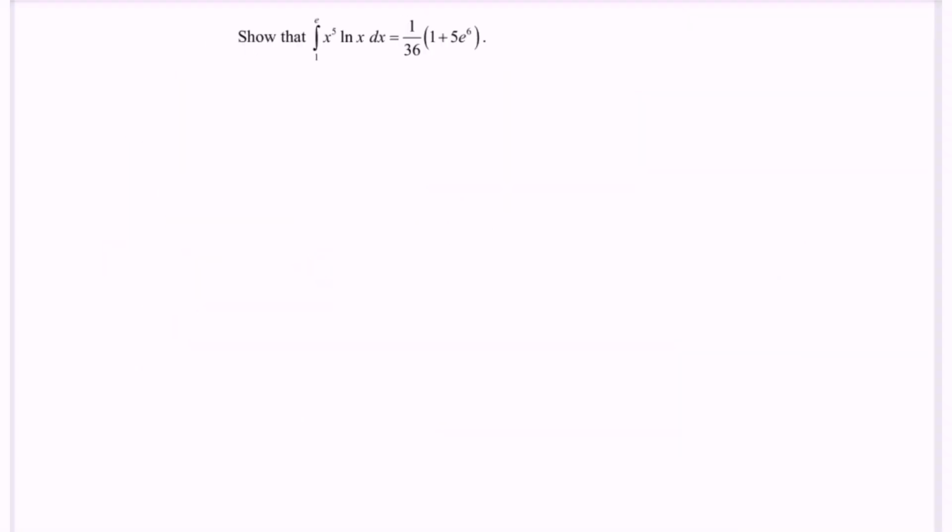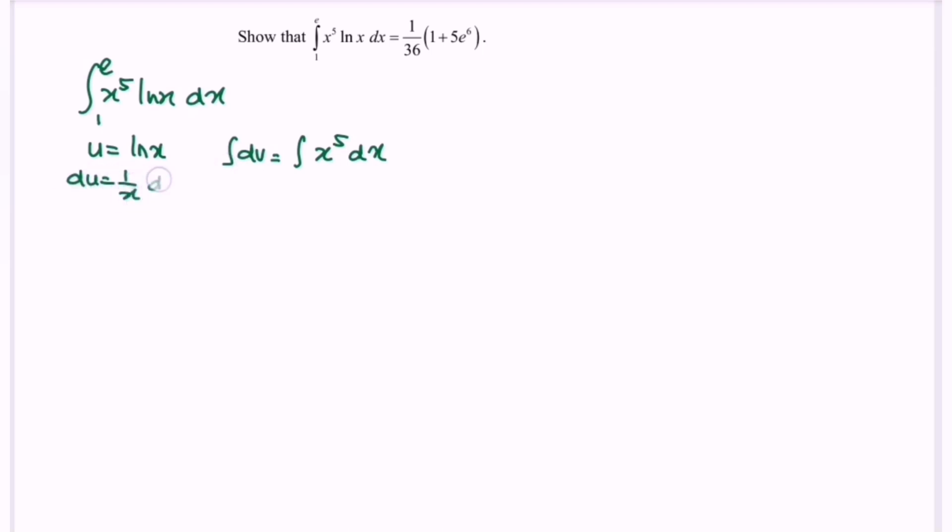Hello everyone, in this video, I'm going to discuss an example for integration. Kindly show that we have the integration of x to the power 5 ln x with respect to x, from the limits 1 until e. So referring to the situation, my suggestion is to make use of integration by parts. So u and dv: ln x becomes the u, and we have the integration x to the power 5 dx. So differentiate, we have 1 over x dx.